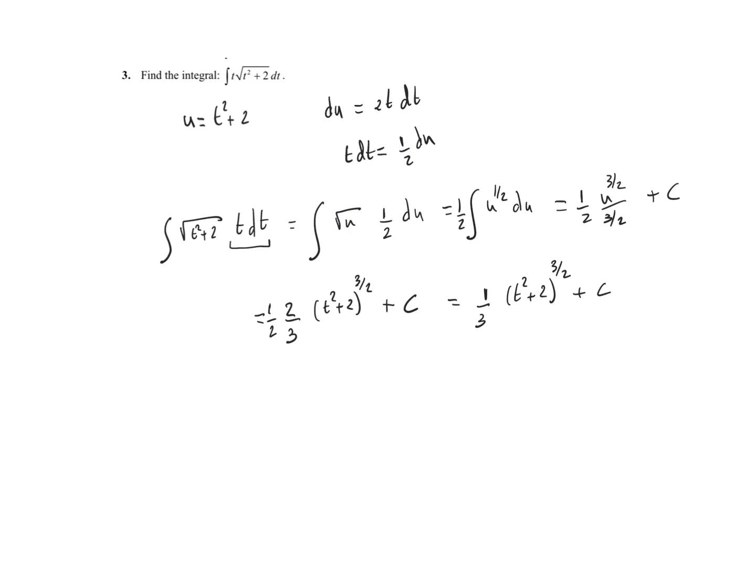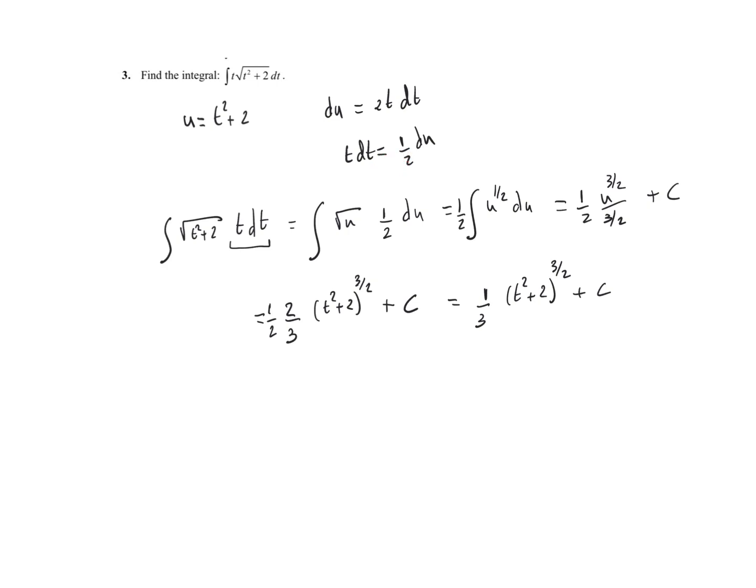Let's go to the third one. The third one is this one, the square root of t multiplied by the square root of t squared plus 2. You need to define u in a way that t dt will appear like du. If I define u as t squared plus 2, du is almost sitting there. It's 2t dt. So t dt is du divided by 2.